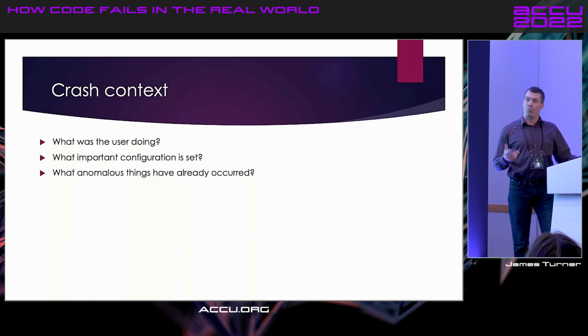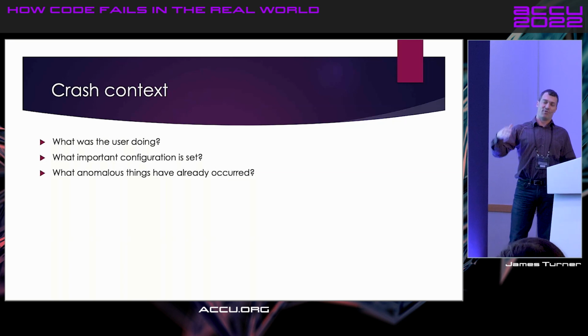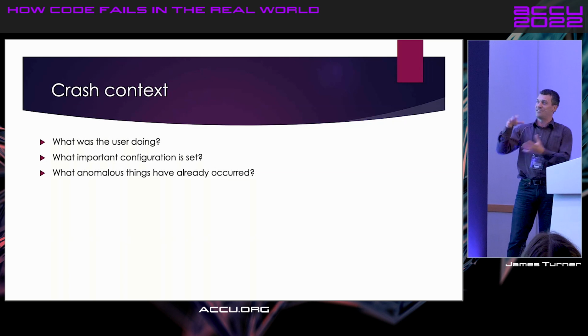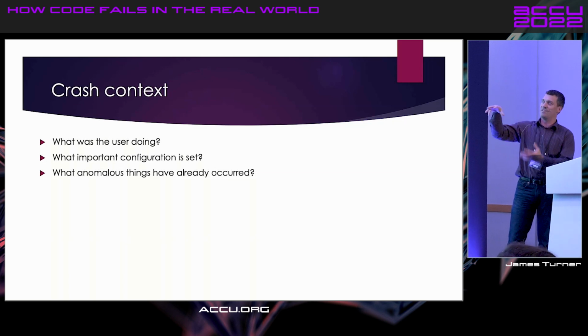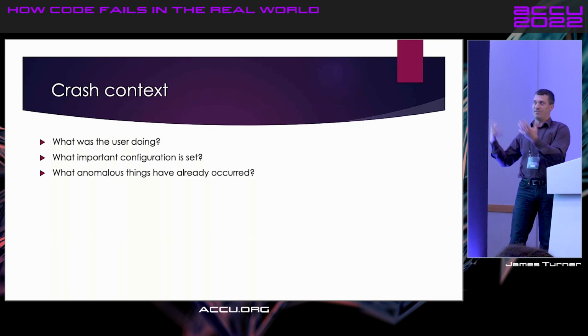And the other one is what anomalous things have already happened. Because it's quite likely, again, depending on your program, that prior to an actual crash, one or more other things have gone wrong. So this comes down to logging, right? If you've got warnings or errors coming out, you probably want to see them in the crash report as well. So it's not just the backtrace itself, it's all this other stuff, which if you can get it, will help with the forensic work that is probably the hard work, really.